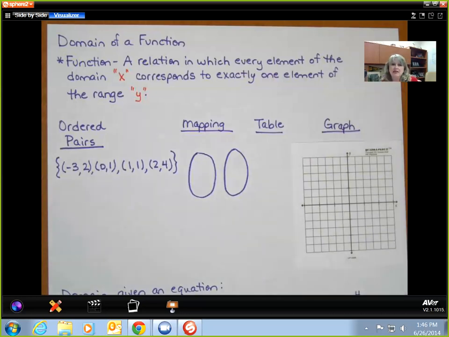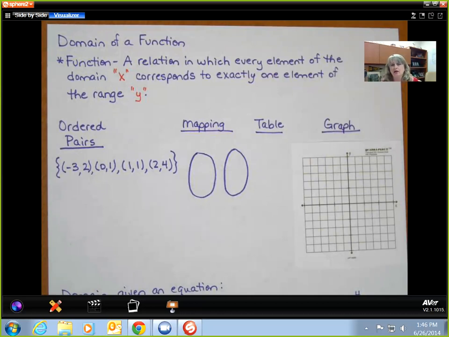All right, let's talk about the domain of a function. Well, first of all, what is a function? Remember, a function is a relation in which every element of the domain, which is usually your x values, corresponds to exactly one element of the range, which again is normally your y values.